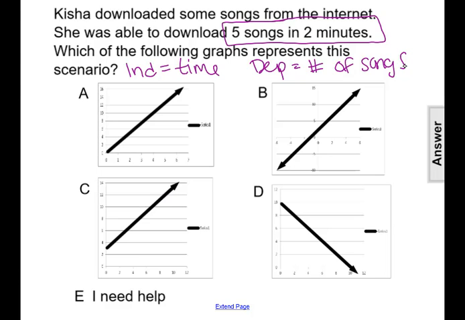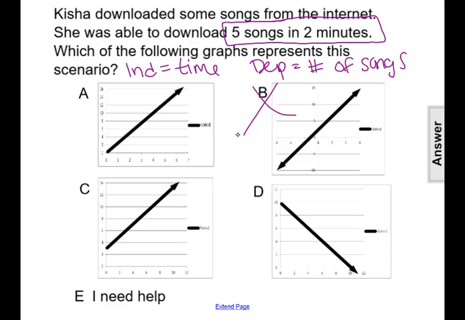So now taking a look at our graphs, we can automatically eliminate graph B because graph B is showing that we have a negative amount of time happening. We have a certain amount of songs being downloaded. As time increases, the amount of songs downloaded will increase, but as time decreases, well, time can't decrease. So you can't have a negative amount of time. So graph B is definitely out.